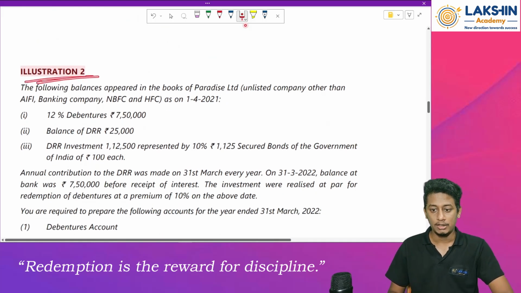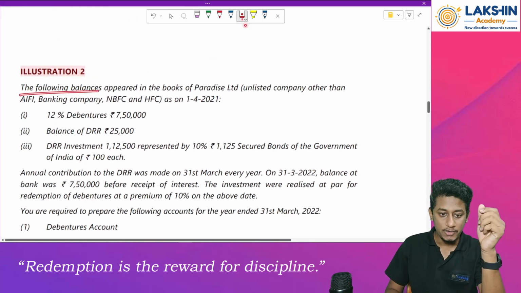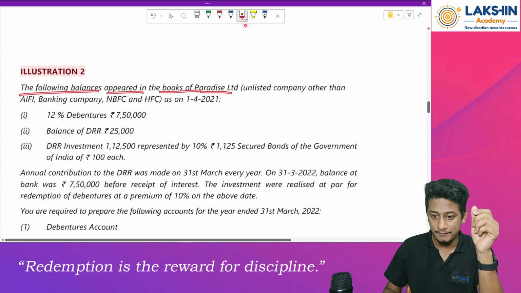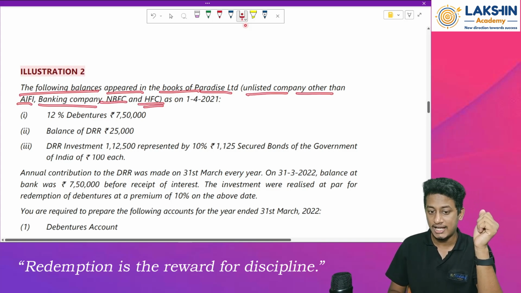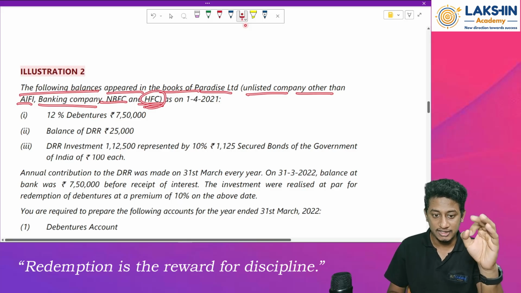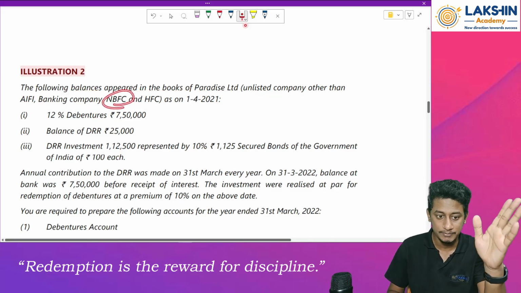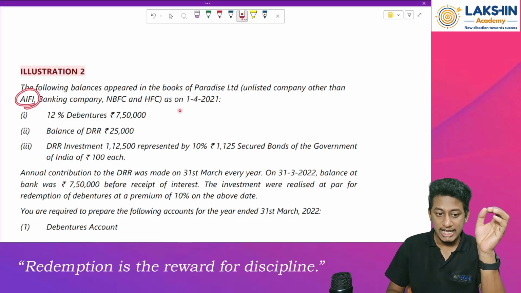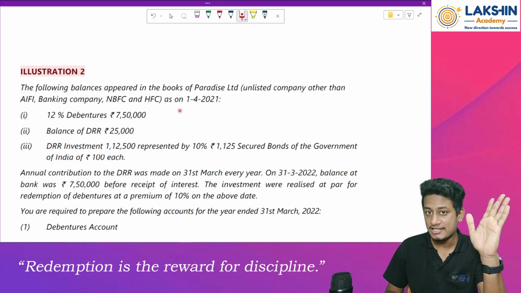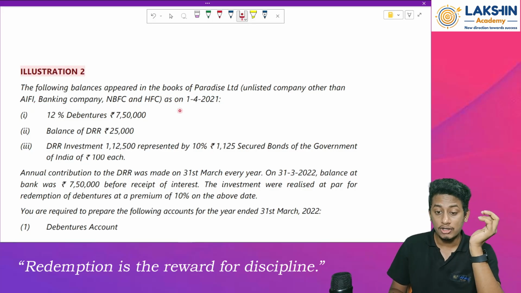Okay. Now the following balances appeared in the books of Paradise Limited, unlisted company other than AIFI, banking company, NBFC, HFC. HFC is basically housing finance company. NBFC is non-banking financial company. Banking company, you know already, Canara Bank, all those cases. AIF is basically All India Financial Institutions. Clear? Okay. As on 1/4/2021.